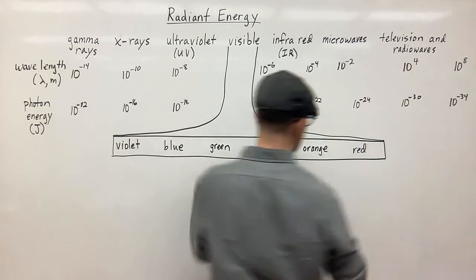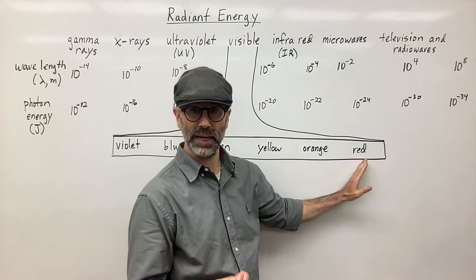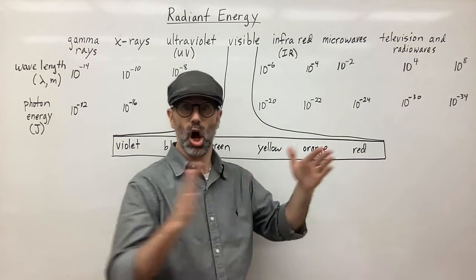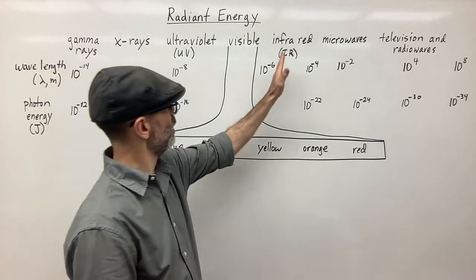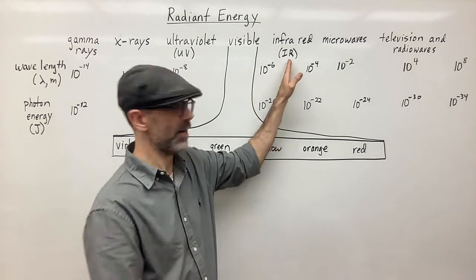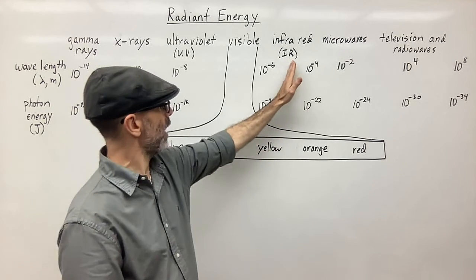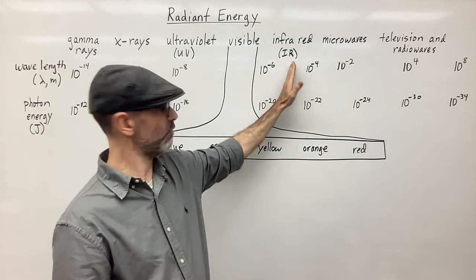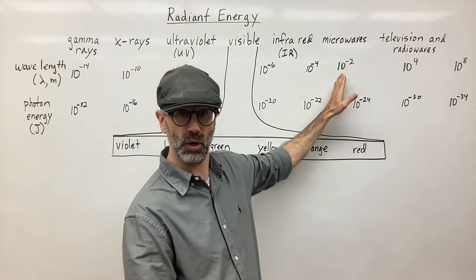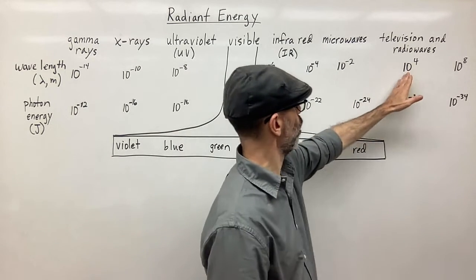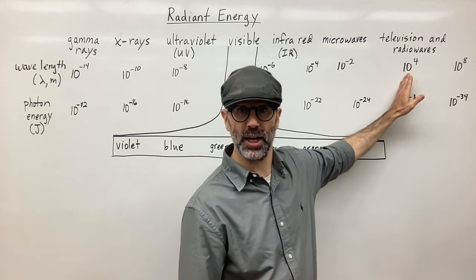And until you get to red, red is the lowest energy of the visible light spectrum, and therefore it has the longest wavelength of the colors. And then if you go beyond red, then you have infrared, or below red, right? So infrared radiation is lower energy than red, right? That's because it has a longer wavelength. And then followed by microwaves, which still have a longer wavelength, so they're lower energy. And then finally, the lowest energy, longest wavelength radiation is your television and radio waves.